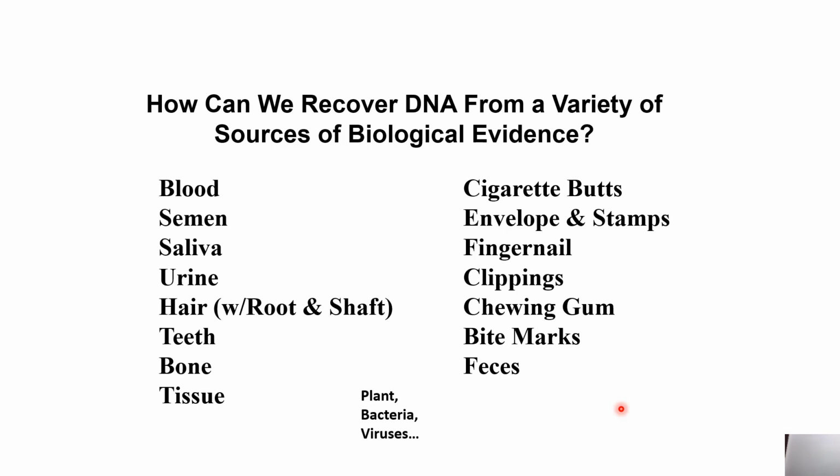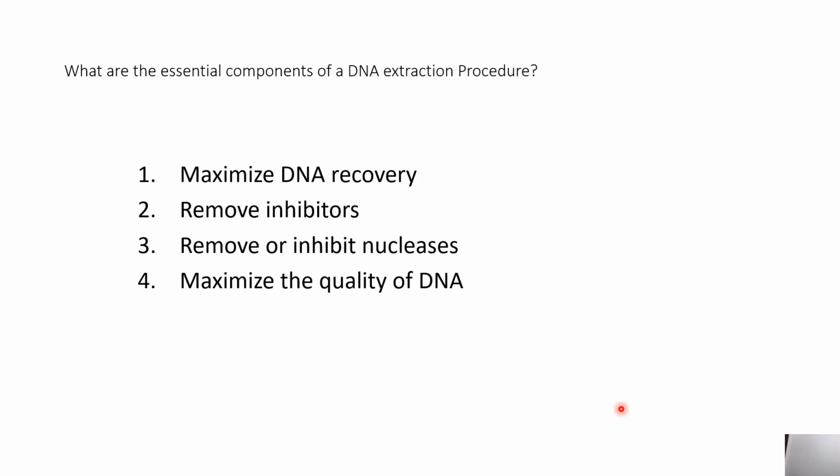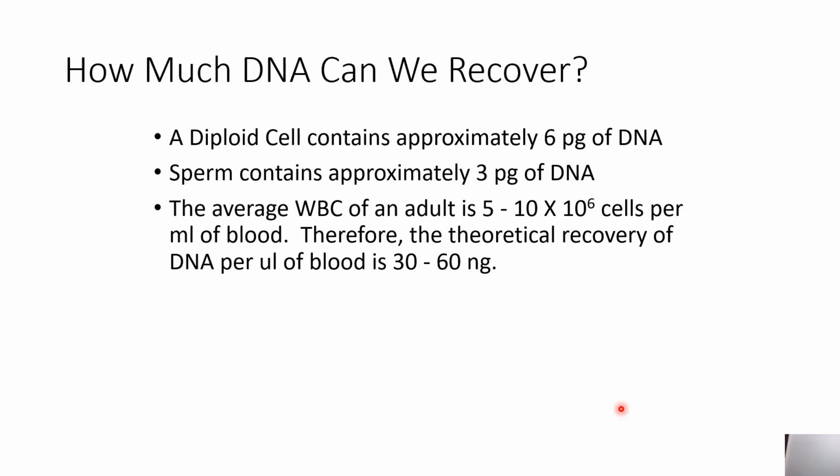So this is basically how people recover DNA from a variety of sources of biological evidence, like in forensic studies. So what are the essential components? It's basically to maximize DNA recovery, remove any kind of inhibitors, remove or inhibit nucleases which will otherwise cleave DNA, and maximize the quality of DNA. So how much DNA can be recovered?